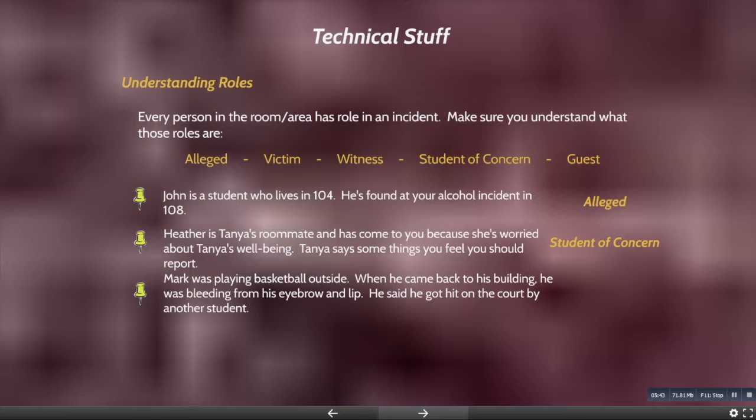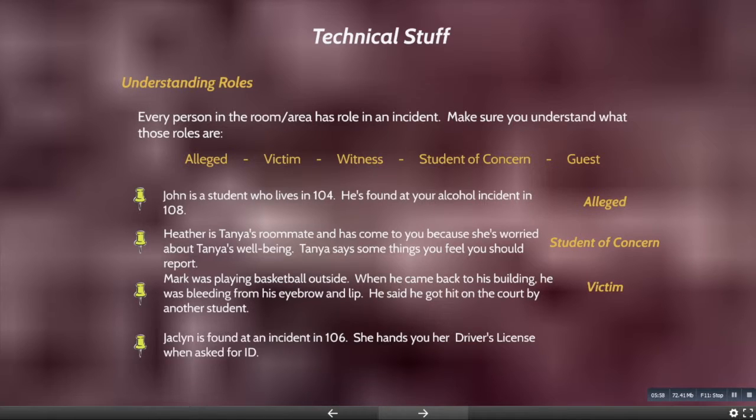Mark was playing basketball outside, and when he came back to his building, he was bleeding from his eyebrow and lip. He said he got hit on the court by another student. Mark, in this case, is a victim. If Jacqueline is found at an incident in 106 and hands you her driver's license when asked for an ID, she's likely a guest in this situation if you can confirm that she does not live on campus.